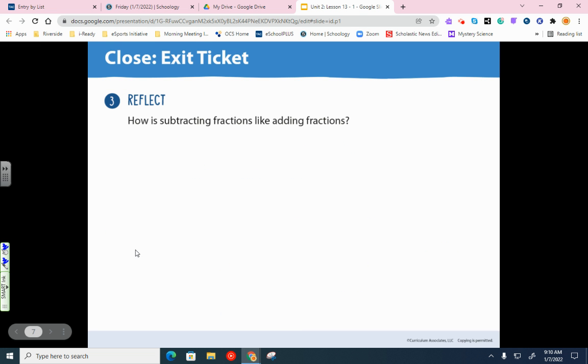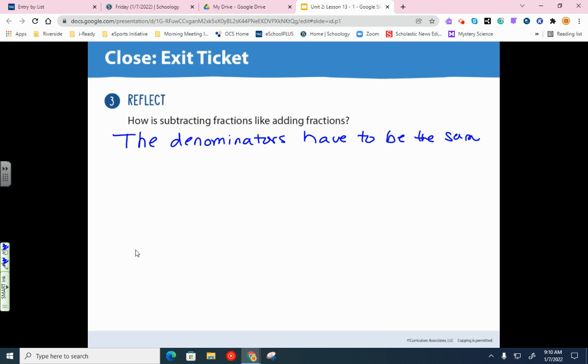And lastly, subtracting fractions is like adding fractions. Simple as this. The denominators have to be the same. And it's simple as that. You got it. All right.